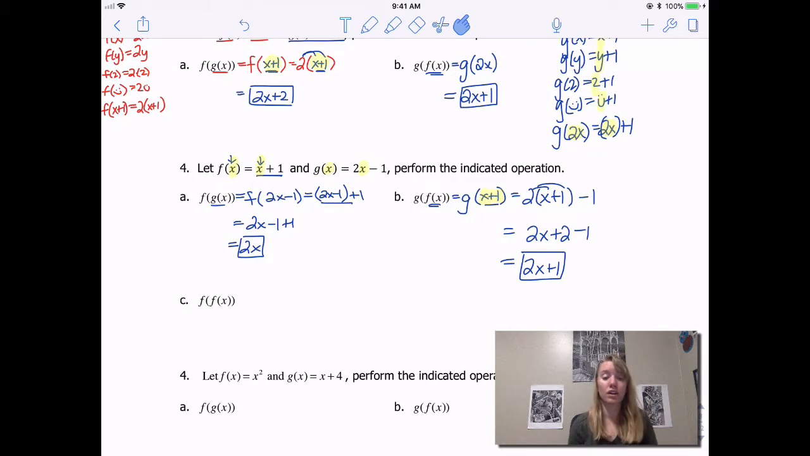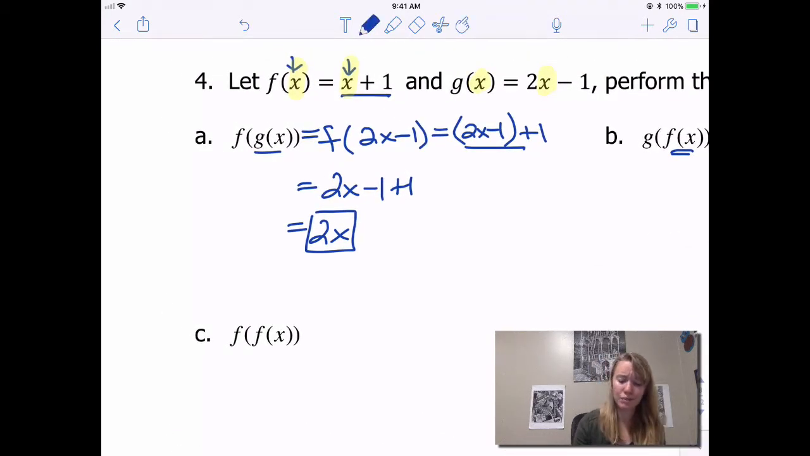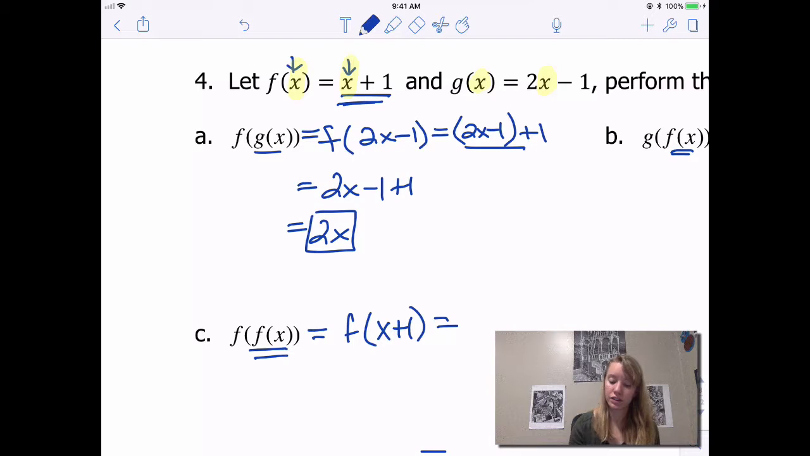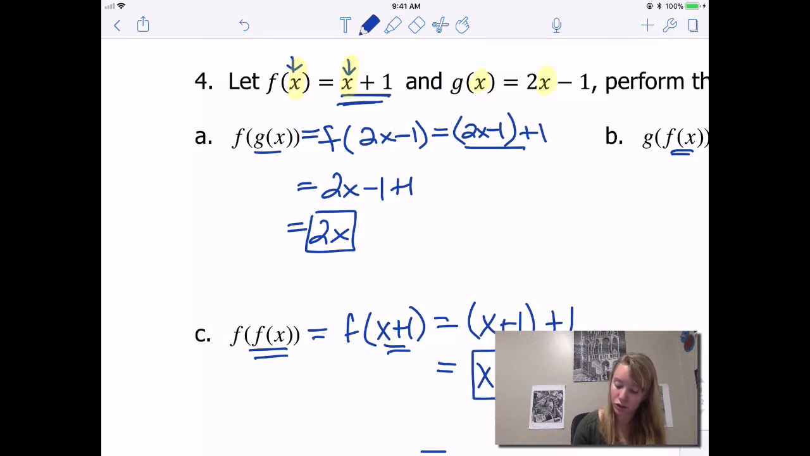So notice I'm getting different answers when I plug f into g or g into f, so you really have to be careful about which one you're plugging in. And finally, I've got f of f. So this time g isn't even a factor. I'm just saying, okay, f of f is f of whatever f is, so x plus 1. And now I look again at f. So f is whatever x is, plus 1. This time around, that happens to be x plus 1. So I get x plus 1 plus 1, or x plus 2.